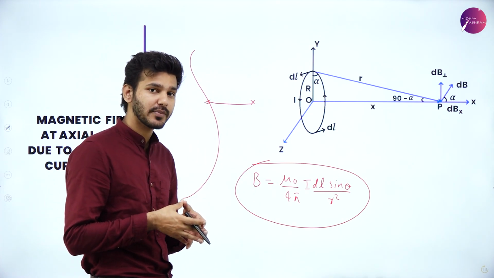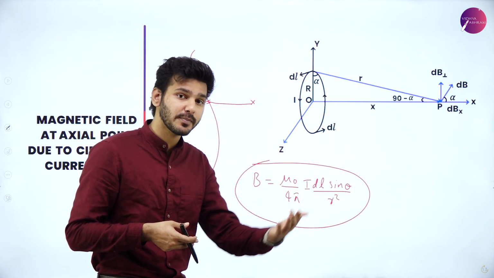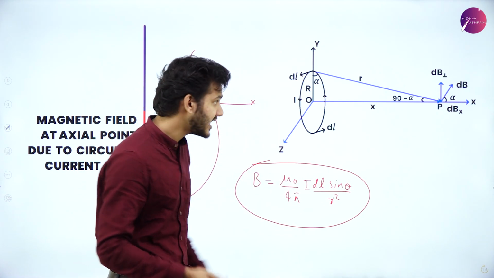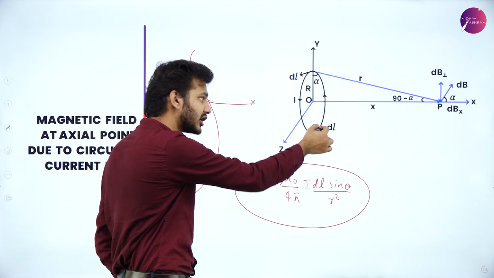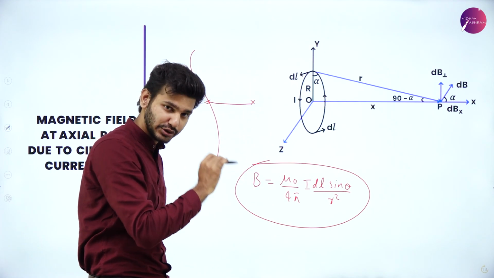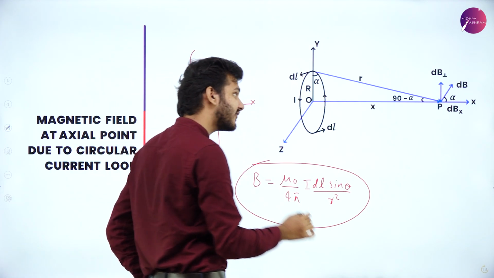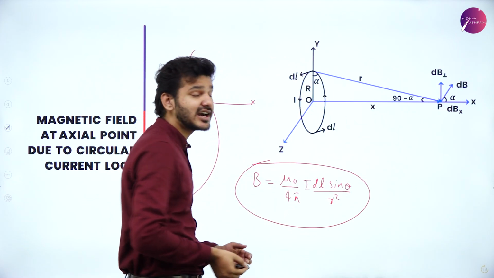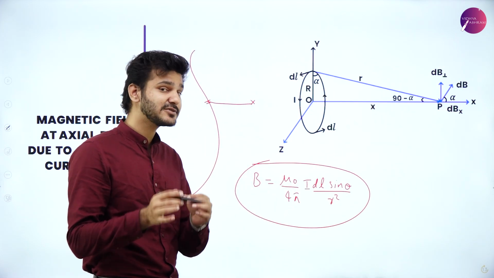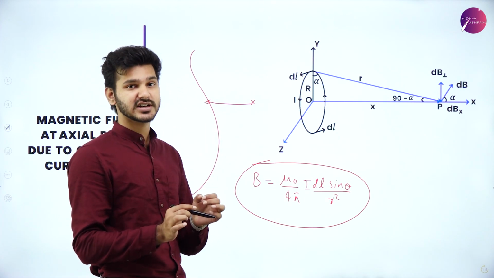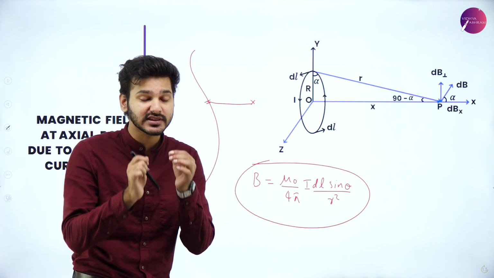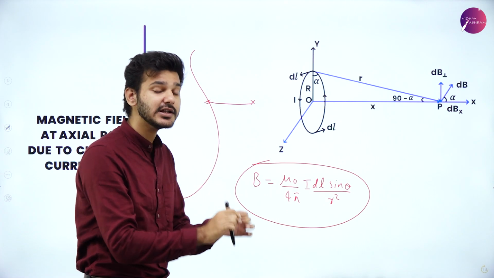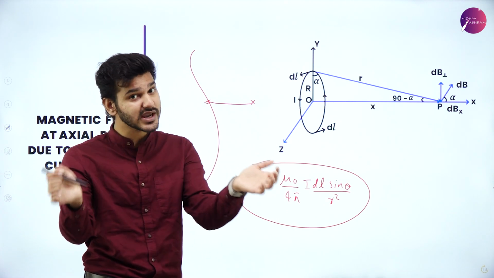Now what will happen if we allow current to be passed through along a loop? That is, if there is a circular loop in which current is passing through, what will be the magnetic field at a particular point P, r distance away from this particular current carrying conductor? That is what we are going to find out in today's class. So is there any difference? Will there be a difference in the magnetic field or will there be any difference in the equation?